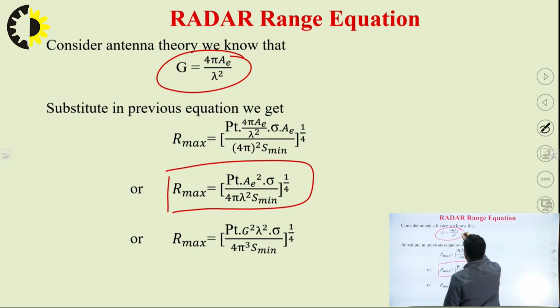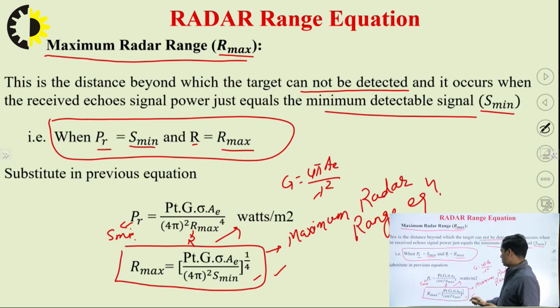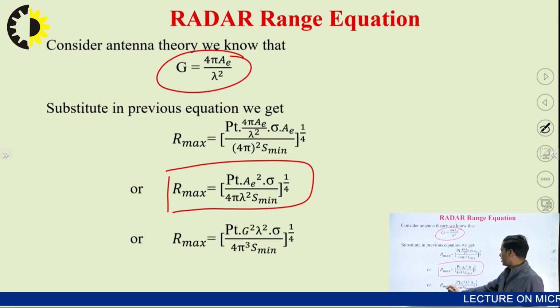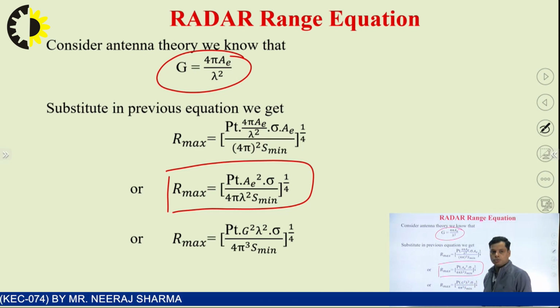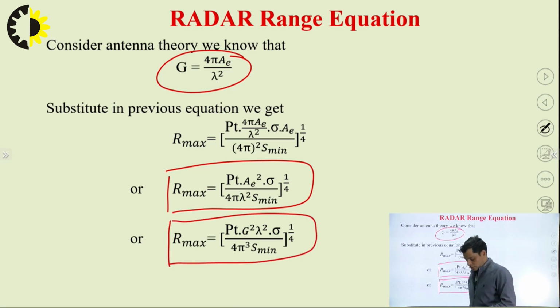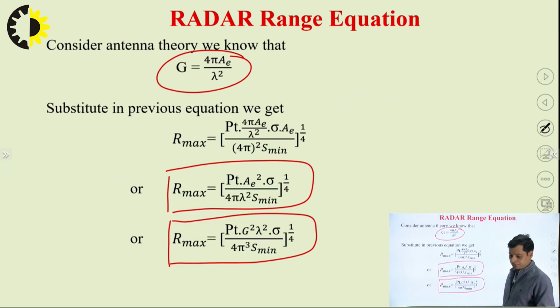Or we can write the previous equation in terms of the gain G. It will be R max equal to Pt into G squared into lambda squared into sigma upon 4 pi cubed S minimum, raised to power 1 by 4. So this is another form of the maximum radar range equation.